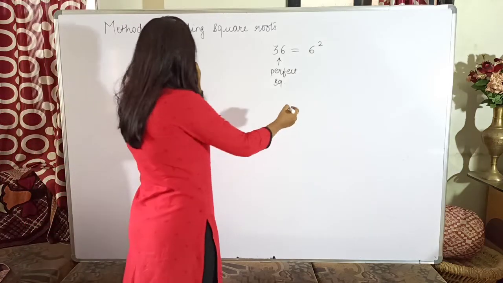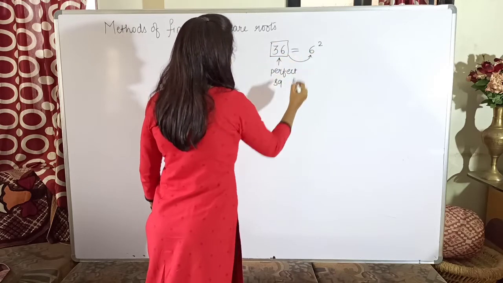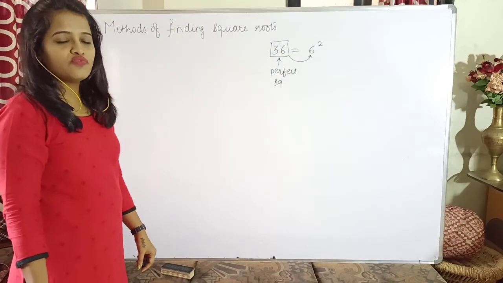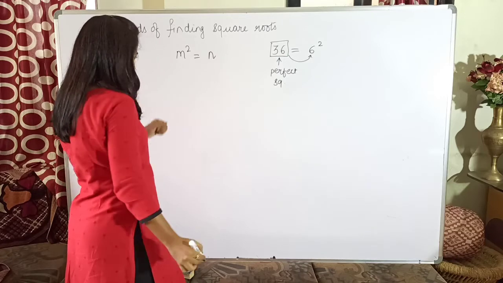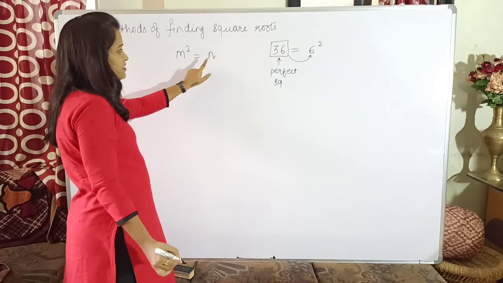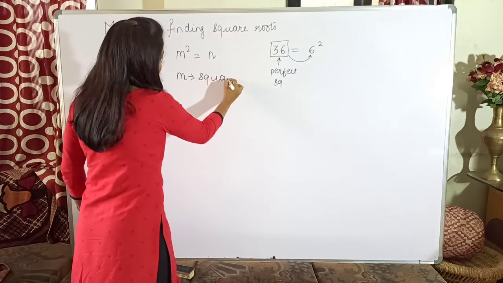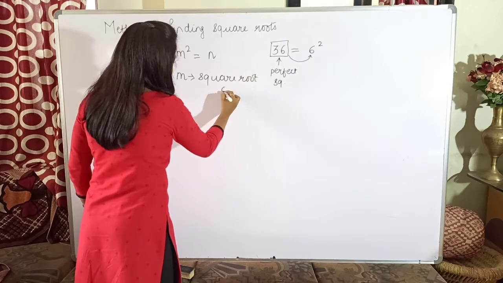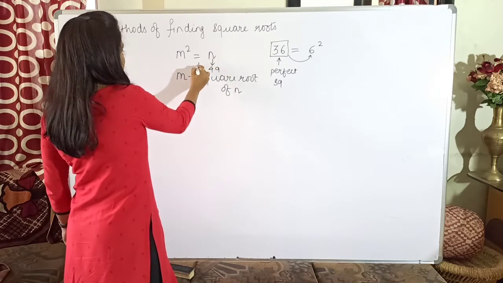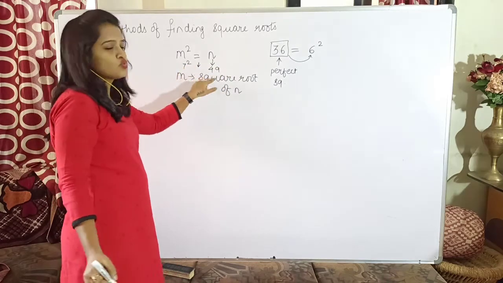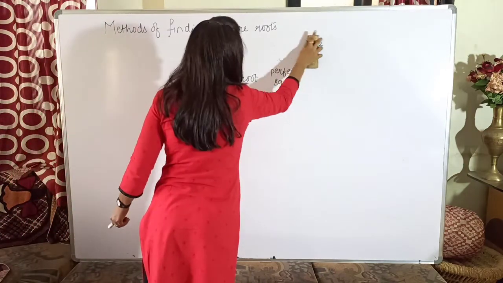Square root means if 36 is a square, it is the square of whichever number, that number is called the square root of the given number. So if m square is equal to n, then m will be the square root of n. For example, if n is 49, which is the square of 7, then 7 will be the square root of 49. Now let us see what are the different methods of finding the square root of a given number.